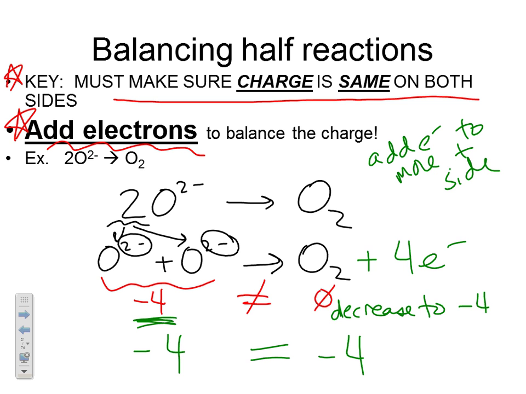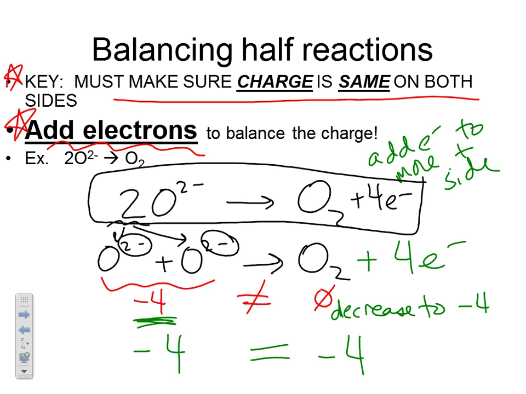0 plus the 4 times -1 is going to be equal to the -4 that I already had on the left side. If I had added 4 electrons to the left side, then I would have had a -8 charge on the left and only a 0 charge on the right, and so that certainly wouldn't be balanced. So if I put the 4 electrons right there, this is our balanced half reaction.